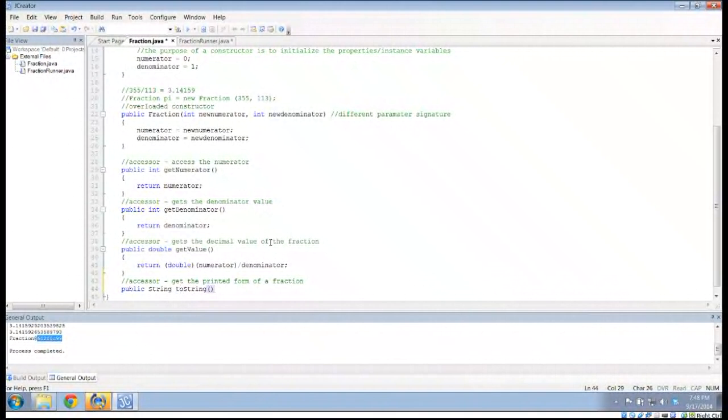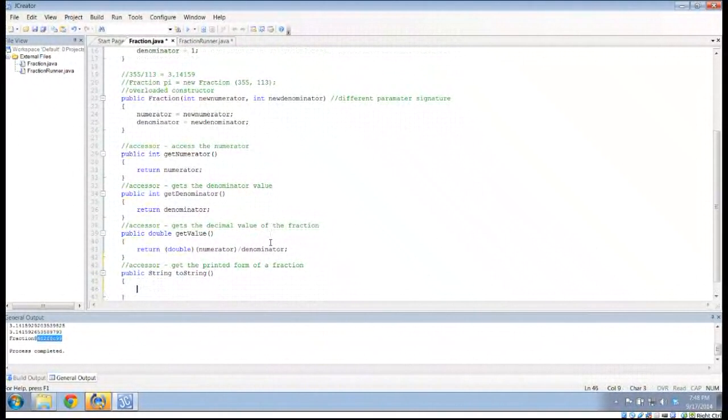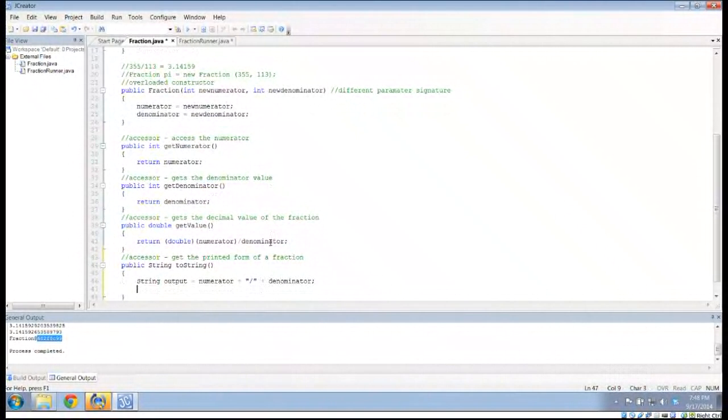So what I have to do is construct a string. So I'm going to go ahead and say a string output gets, and to construct a string, I'm going to start with my numerator, and I'm going to add a slash, and I'm going to add a denominator. And then I want to return that output.